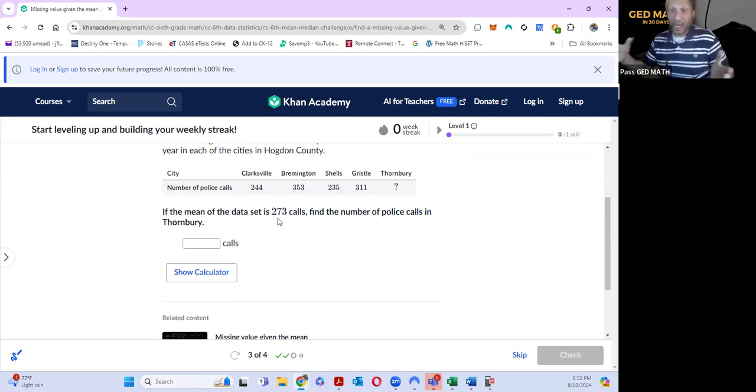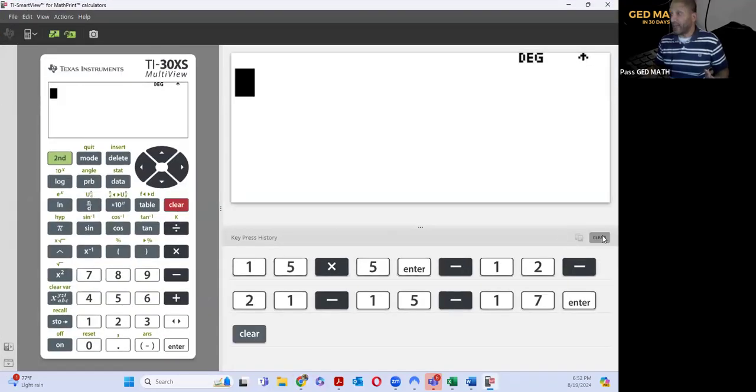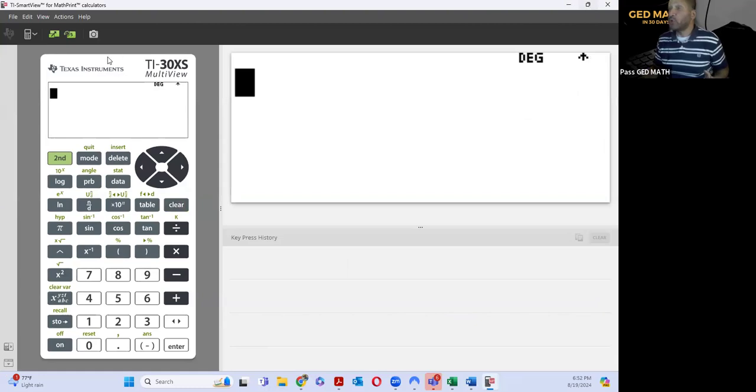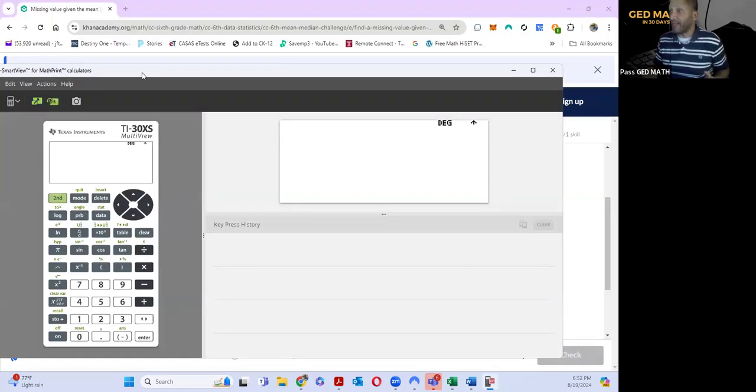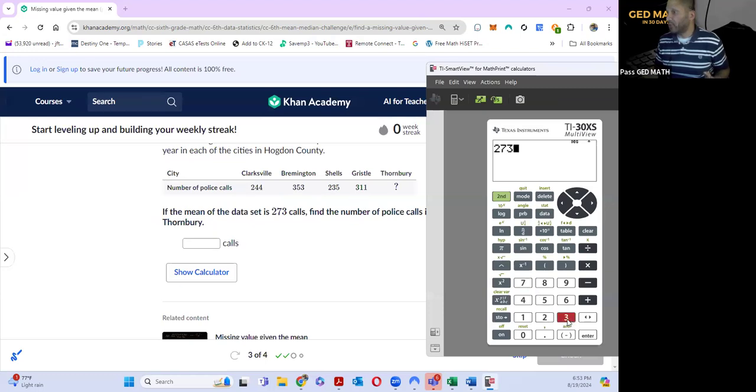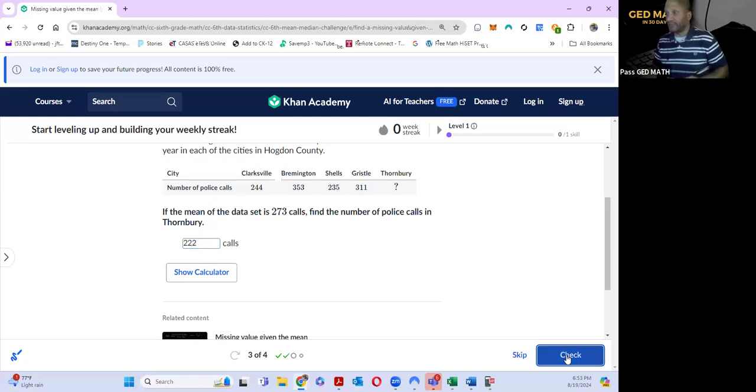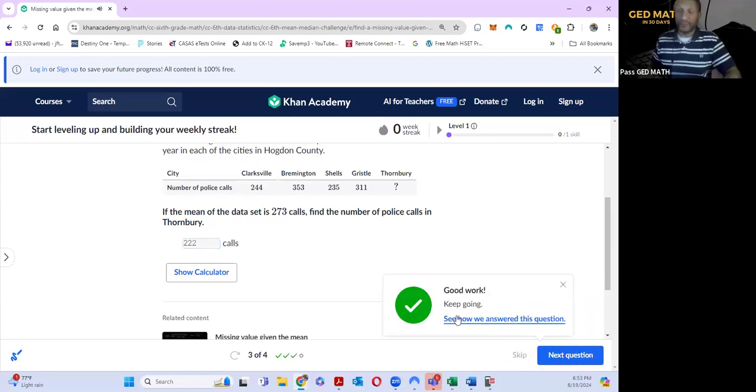273. This is a bigger number, but that's okay. I'm going to do it the other way this time. I'm not going to subtract. Those numbers are too big. I don't want to hurt my brain. But what I do know is if I'm given the mean, I'm multiplying. So 273 times 1, 2, 3, 4, 5. So I got my total, and I'm subtracting each of these. Minus 244, minus 353, minus 235, minus 311. What I have left? 222. Let's check it. There you go.